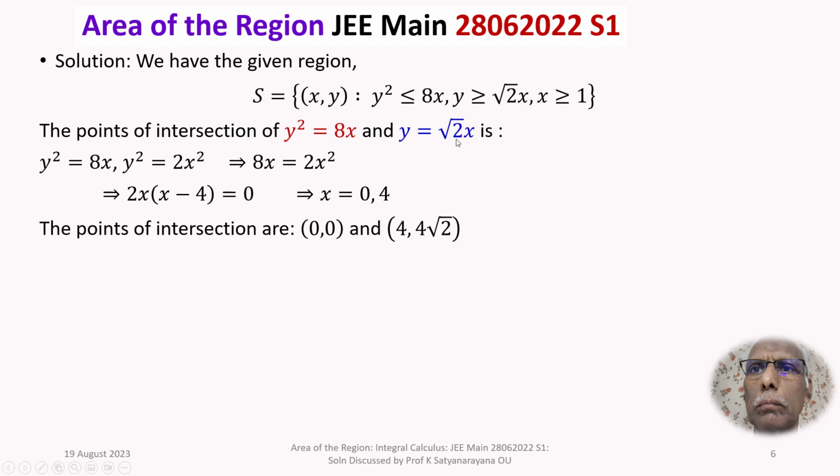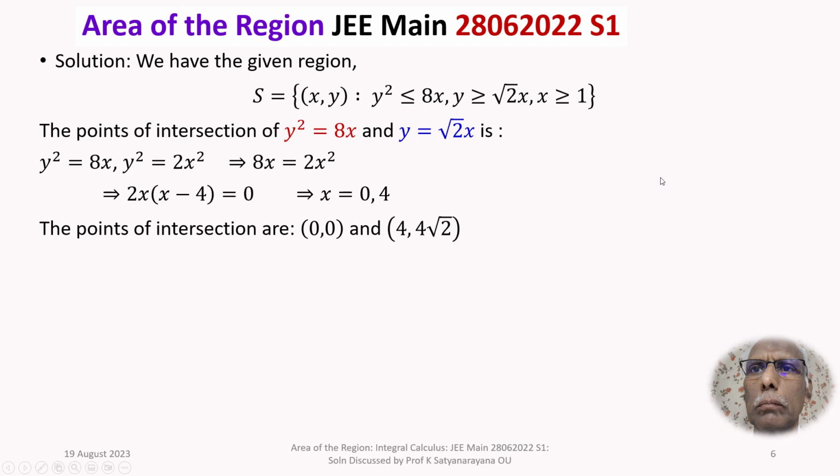The corresponding y values: we go to the straight line y is equal to root 2x. When x is equal to 0, y is also 0. That means it passes through the origin. When x is equal to 4, y is 4 root 2. So that means the points of intersection are the origin and (4, 4 root 2).